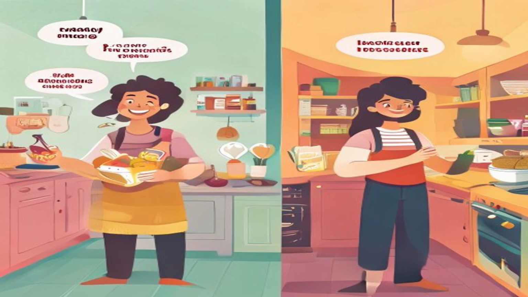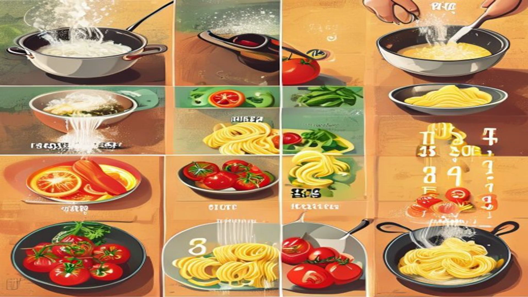Let's practice together. Let's make tomato pasta. First, boil some water. Second, add salt to the water. Third, put the pasta in the water. Fourth, chop some tomatoes and onions. Fifth, cook the tomatoes and onions in a pan with butter.